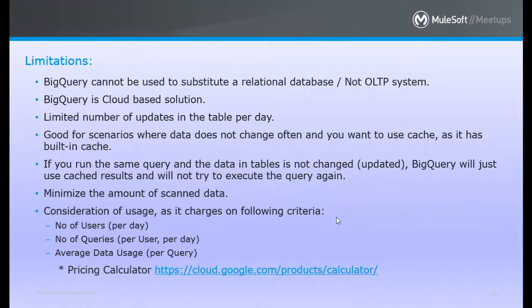Okay, and the next one is there is a limitation on the number of updates we can do per table. It is around 1500 they are allowing. So we can't perform more than 1500. If you want to perform more, then they have multiple flat rate schemes, like the subscription part. Okay, but it is not recommended to update the table every day. Okay, and this is good where the data doesn't change often.